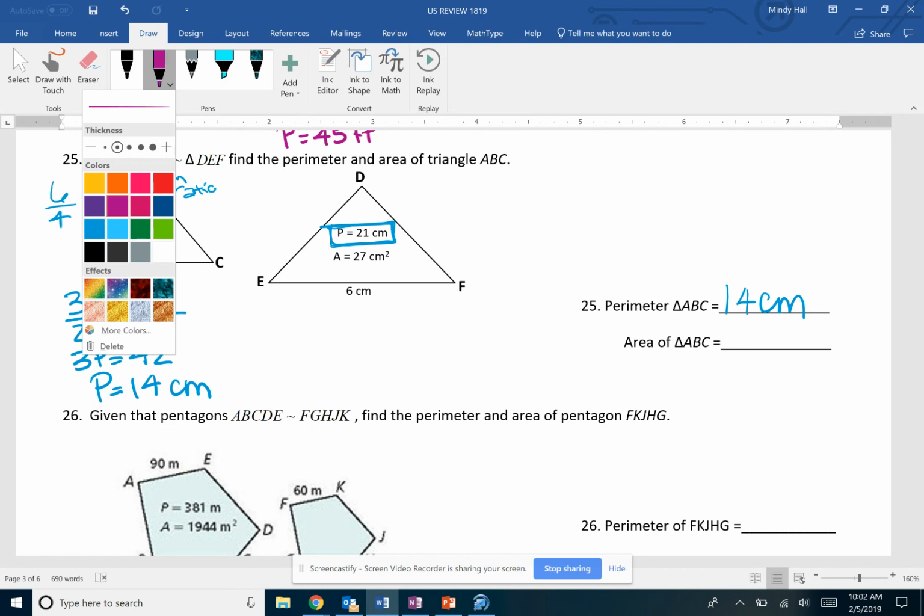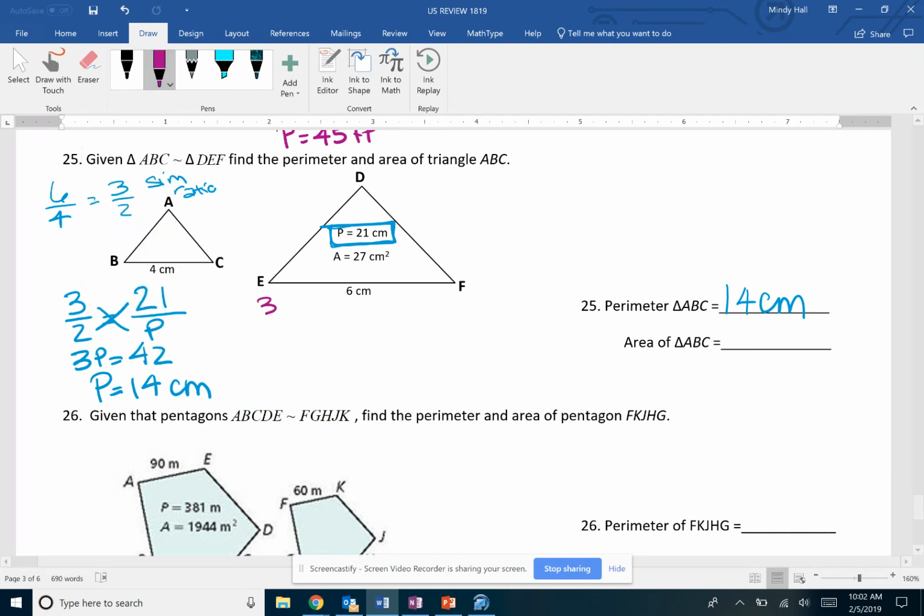Then to do area, you take that similarity ratio and you square it.